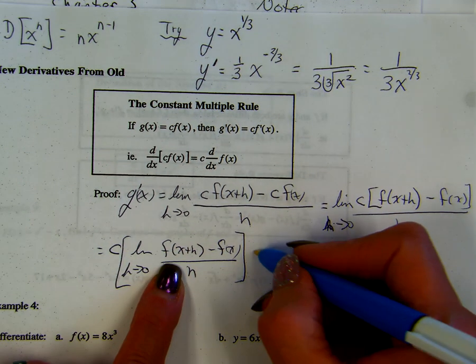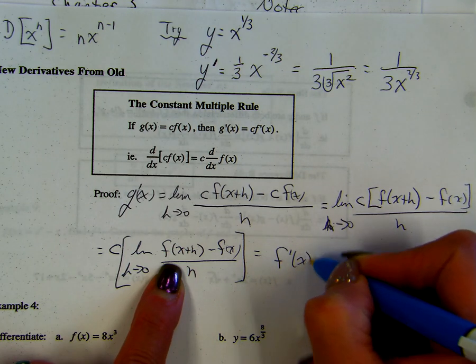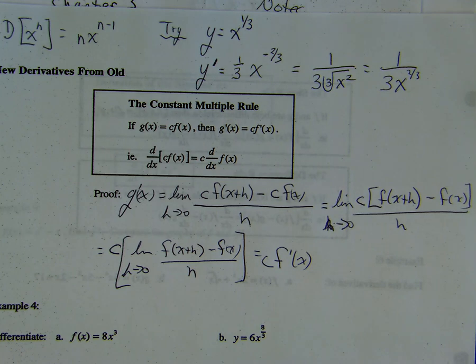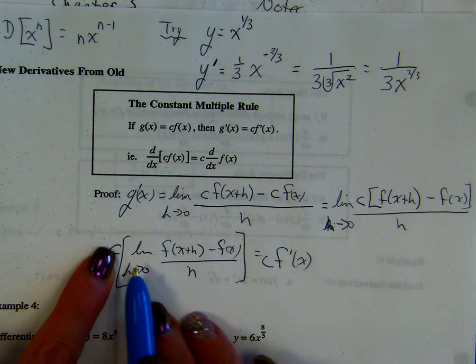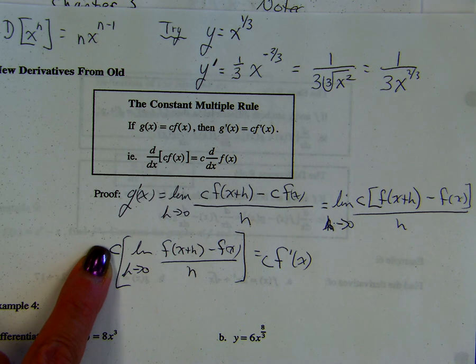But what is this? This is just f prime at x multiplied by c. This here is our definition for f prime at x. We've just got a c in front of it.